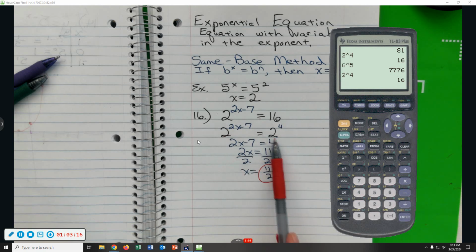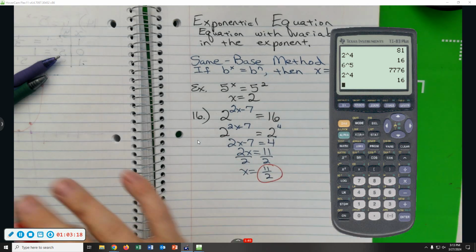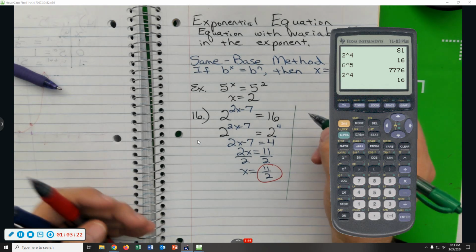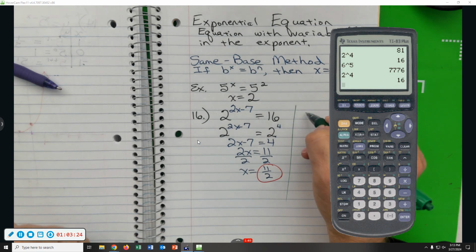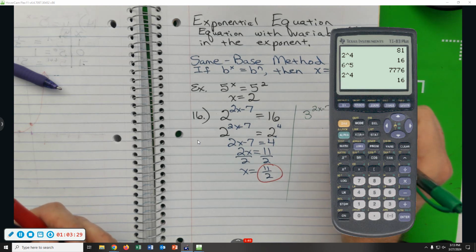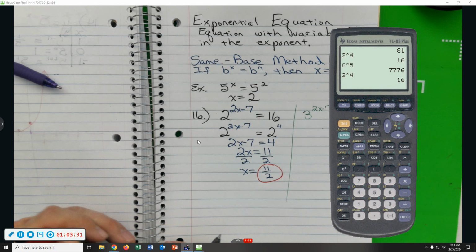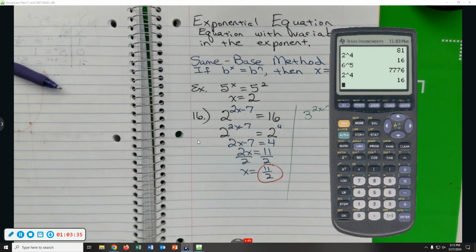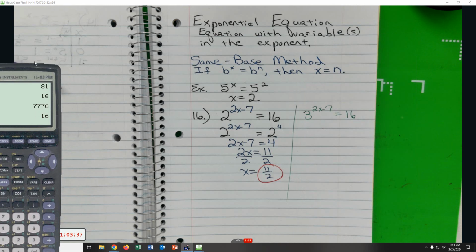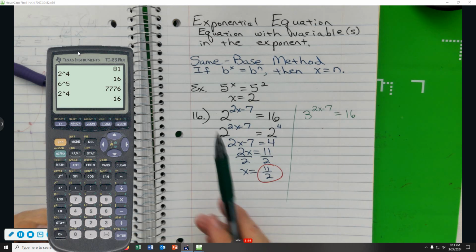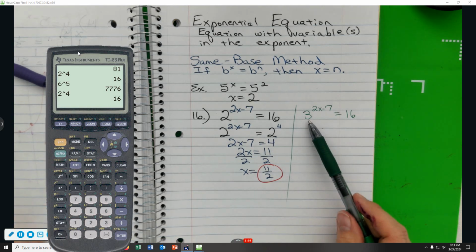base on both sides. Well, you say to yourself, suppose you can't do that. Suppose, don't write this down. Suppose we had 3 to the 2x minus 7 is equal to 16. The same base method doesn't always work. If it works, then that's my preferred method. But sometimes it's just not possible to get a common base.